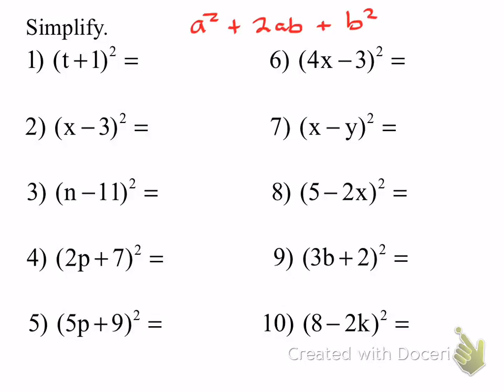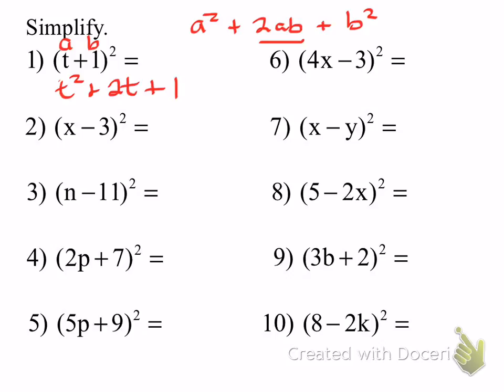What's the first one going to be? Arun? T squared plus 2t. Remember, every time, this is your A, this is your B, and this is how you get the middle term.